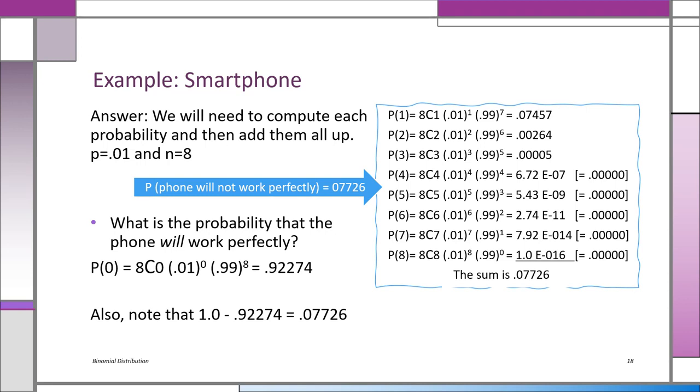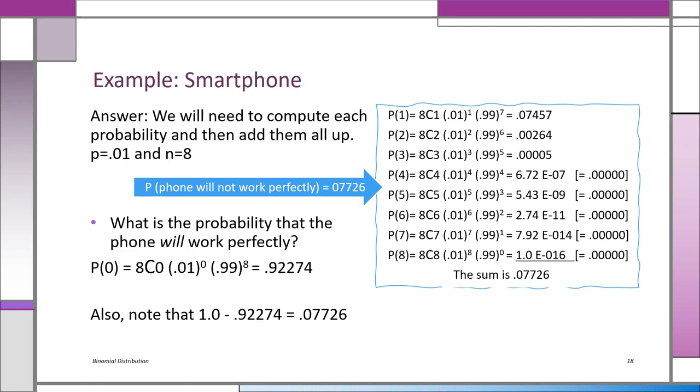It's not one of the probabilities on the right side of the screen. The probability of 0 defects, applying the binomial formula, is 8 combination 0, which is 1, times p to the 0, which is also 1, and then the only thing you actually have to compute is 0.99 raised to the power of 8, which is equal to 0.92274. Well, look at that. That makes my job a lot easier.